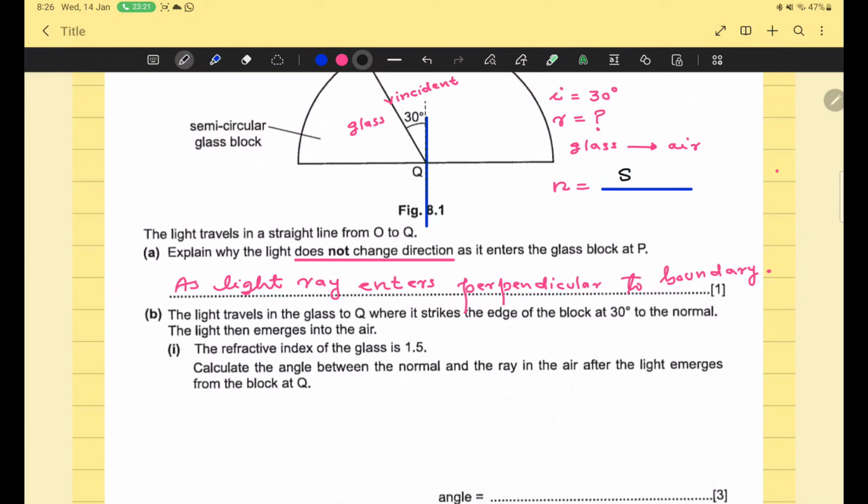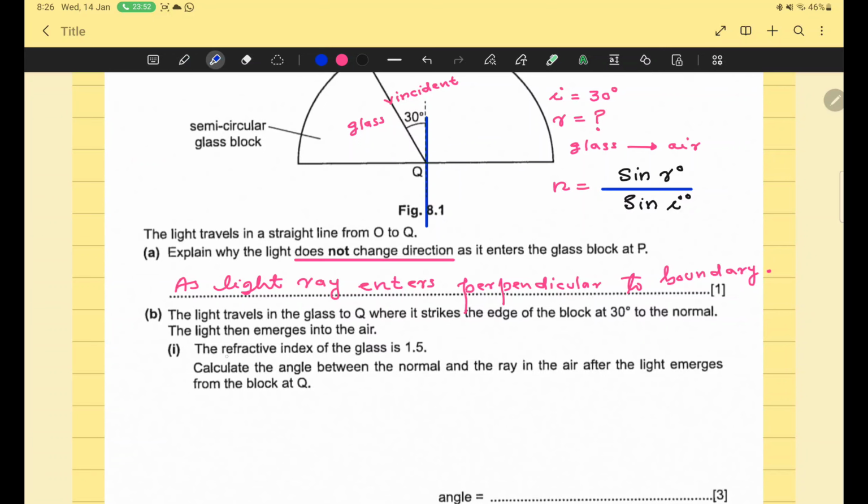Beta Amna, beta Faria, note down. The formula is reciprocal. It is not sine I upon sine R. It becomes sine R divided by sine I. When light travels from glass into air, the formula changed. It is sine R divided by sine I.